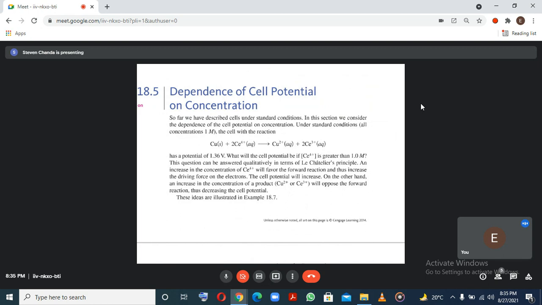Then, on the other hand, if we increase the concentration of the products, such as the copper 2 ion or the Ce3+, if we increase the concentration of either of the products, the reaction will want to go backwards, to try to reproduce some of the reactants so as to balance out the concentrations. And what will happen in that case? The cell potential is going to decrease. That makes sense, huh? So let's now look at these examples.